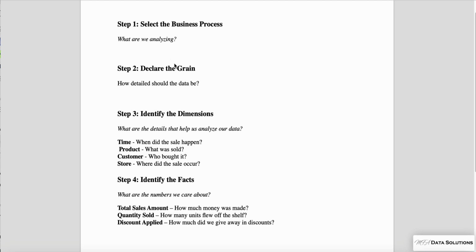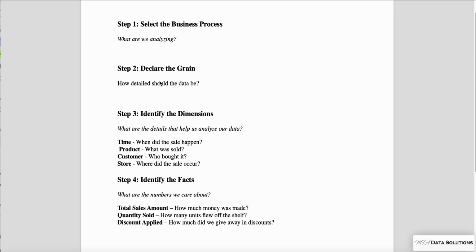Step 2 is declaring the grain. How detailed should the data be? Okay, now we decide the level of detail, aka the grain of our fact table. Think of it like zooming in with a camera. Do you want a close-up of every single transaction or a wide shot of daily sales totals? The grain must be clear and consistent, meaning every row in the fact table represents the same level of detail.